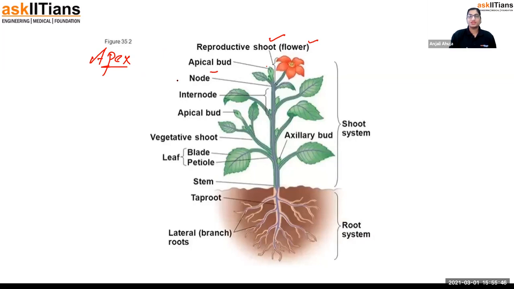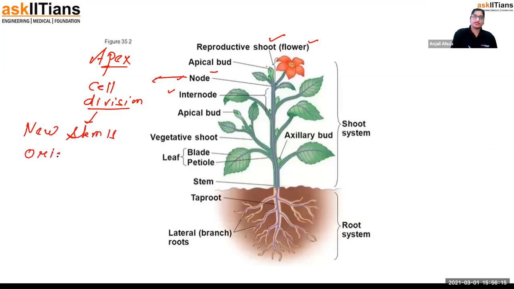Then there are two things, one is known as node and one is internode. Node is the part of the plant where cell division is happening and a new branch is going to originate from it. This is the structural area from where a new stem, new leaf or any new part is originating.